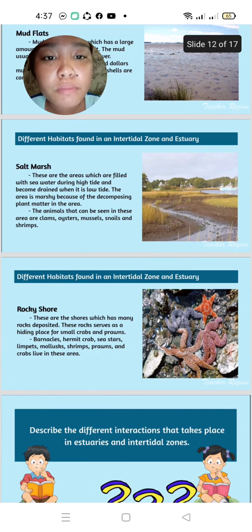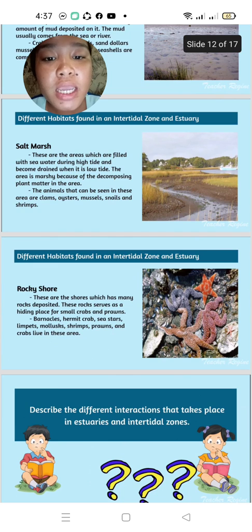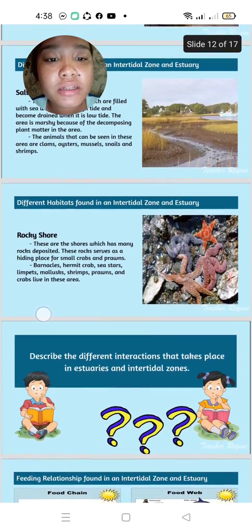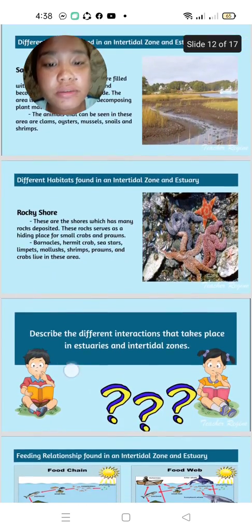Next is the salt marsh. These are areas which are filled with water during high tide and become drained when it is low tide. The area is marshy because of the decomposing plant matter in the area. The animals that can be seen in this area are clams, oysters, mussels, snails, and shrimps.